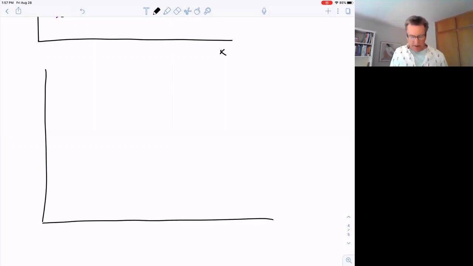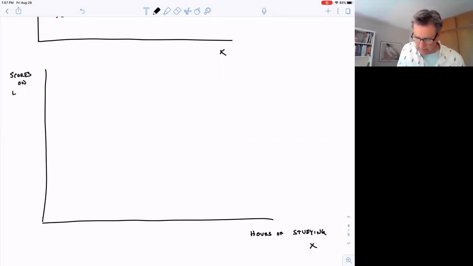So hours of studying for the exam would be the independent variable. Hours of studying, put that on the x-axis. Scores on the exam would be the dependent variable. So I think that scores on the exam are some function of studying for the exam. And we think maybe there's a positive correlation between the two.